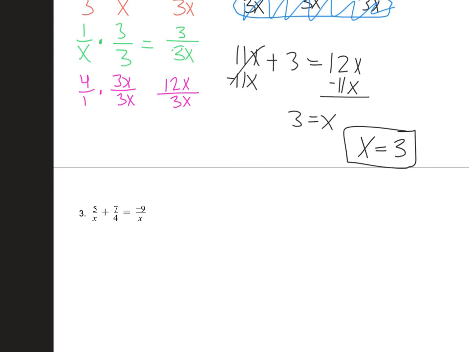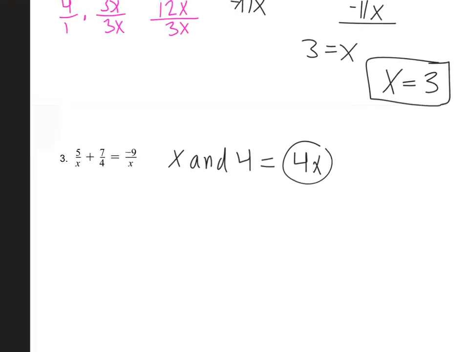Okay, so let's go down to number 3, down here. And again, we just got to find the common denominator first. That's always going to be our first step, right? Always going to be our first step. So we have just an x and a 4. This one's going to be simple again. We just multiply them together. So our common denominator is going to be 4x. Right? And I'm going to go a little bit faster here, guys.